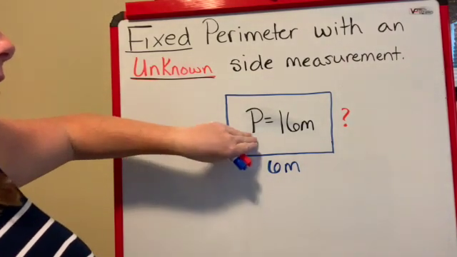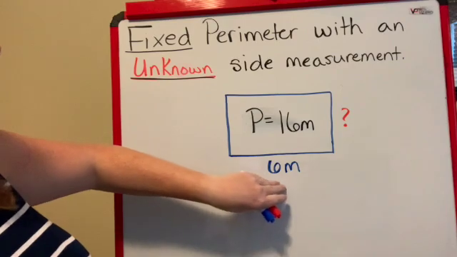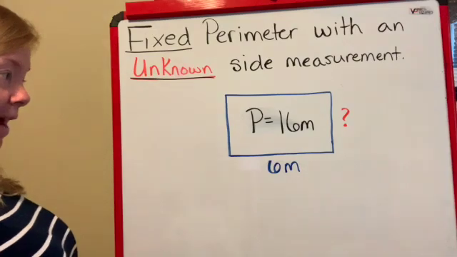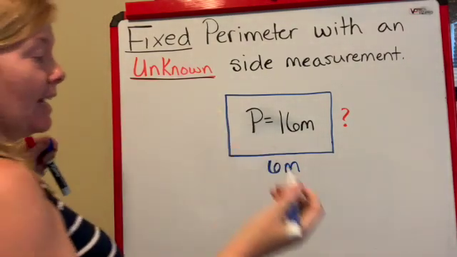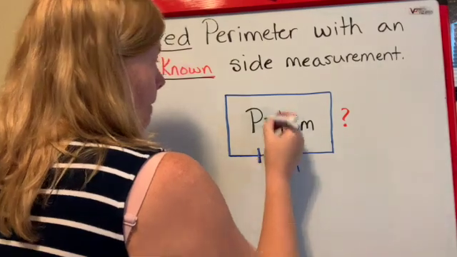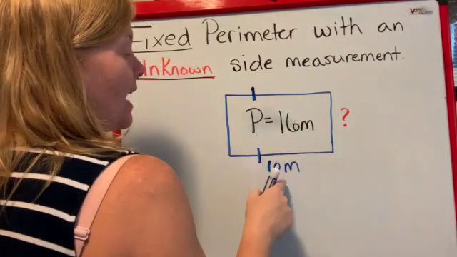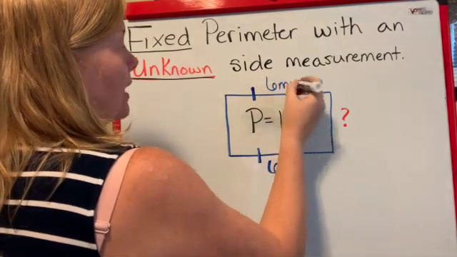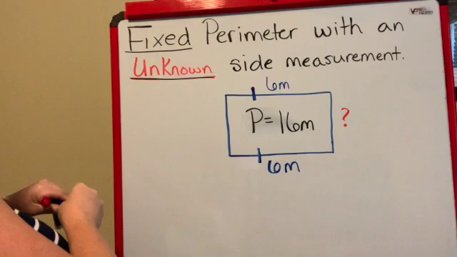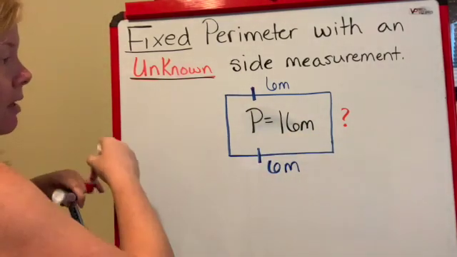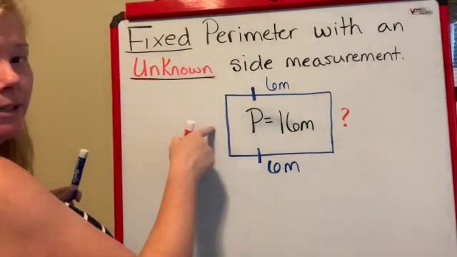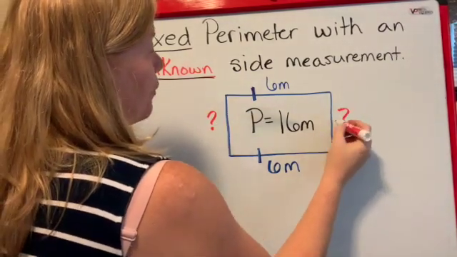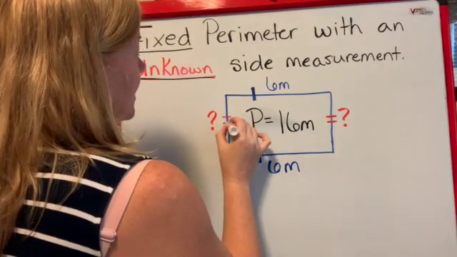So we have the perimeter, we have one side, and we all know that since it is a rectangle, whatever this side equals, the opposite side is equivalent to it. So if this one is 6 meters, then this one is also 6 meters. But if we don't know what this is, then do we know what this is? No, we don't know. So we have to figure out what this missing side is.